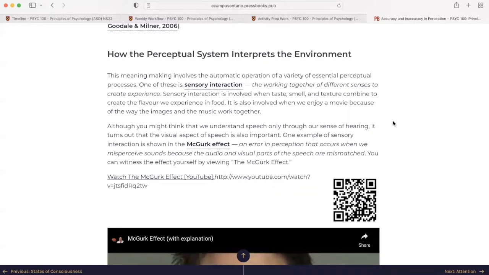One of these is sensory interaction, the working together of different senses to create experience. Sensory interaction is involved when taste, smell, and texture combine to create the flavor we experience in food. It is also involved when we enjoy a movie because of the way the images and the music work together. Although you might think that we understand speech only through our sense of hearing, it turns out that a visual aspect of speech is also important.